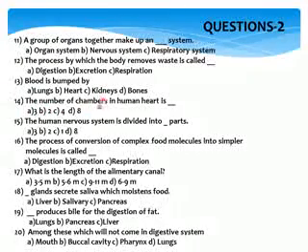Next, the number of chambers in the human heart is 3, 2, 4, or 8. You should not get confused with 2. The number of chambers in the heart is 4, 2 upper chambers and 2 lower chambers. Should not get confused with answer 2, because it has 4 chambers, divided into 2 upper and 2 lower.